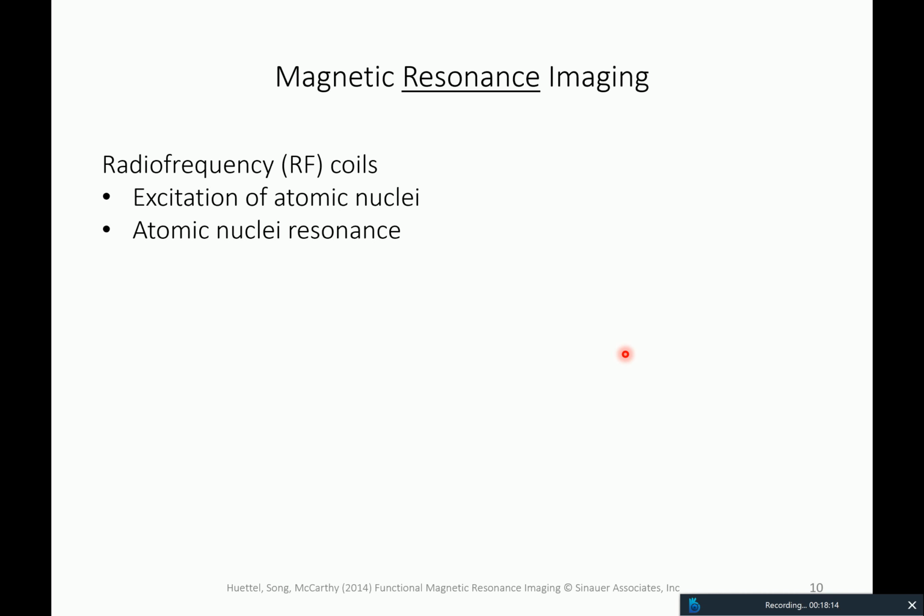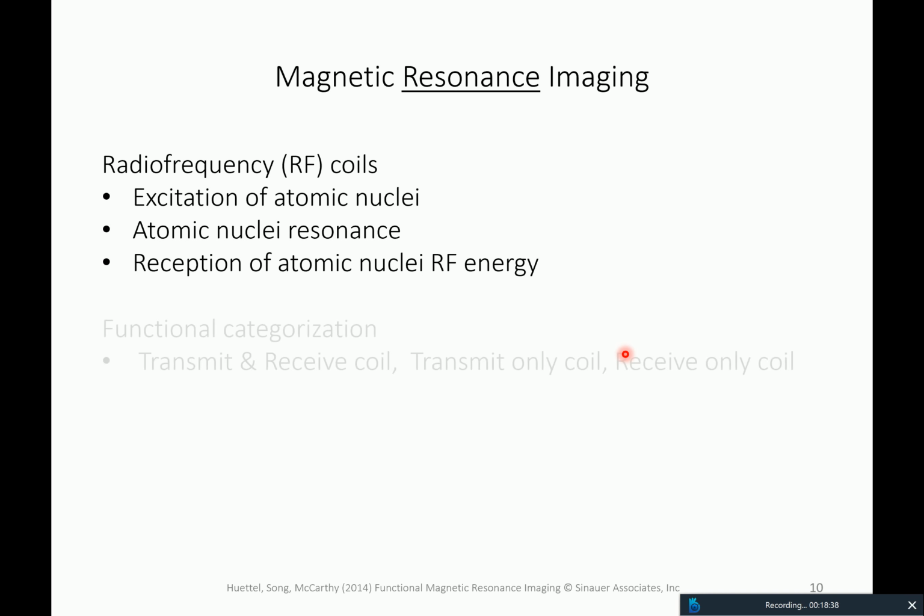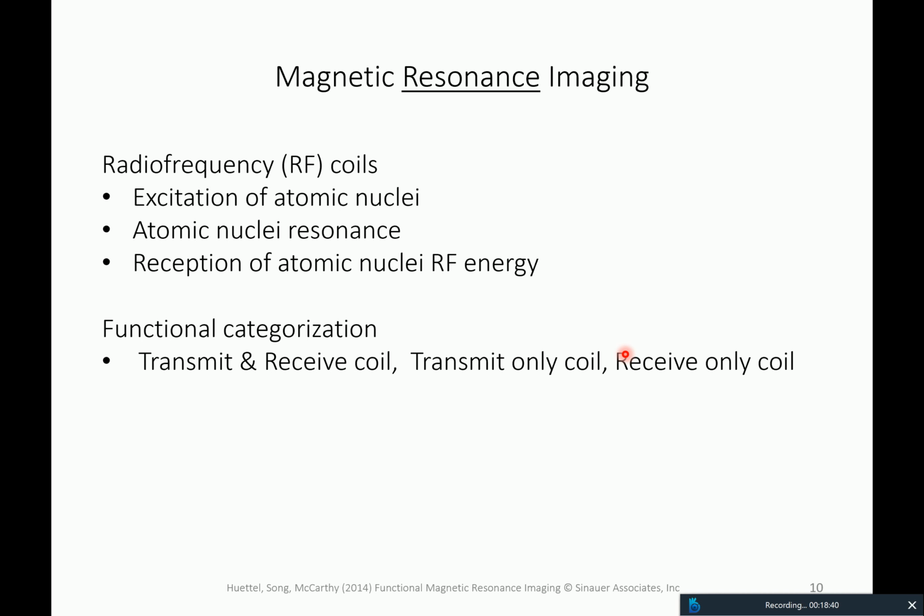If you think about a radio that has an antenna, it picks up the electromagnetic waves floating through the air, and you can hear something. This is also happening here after some energy has been transferred to the sample. It's emitted again, and based on the characteristics of this emission, the imaging process then happens. So there's a reception of atomic nuclei radio frequency energy.